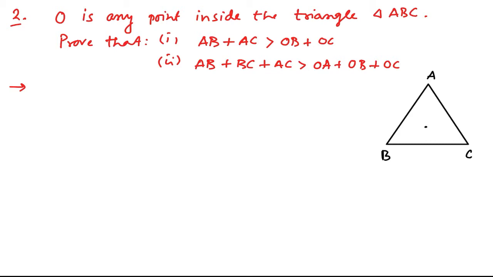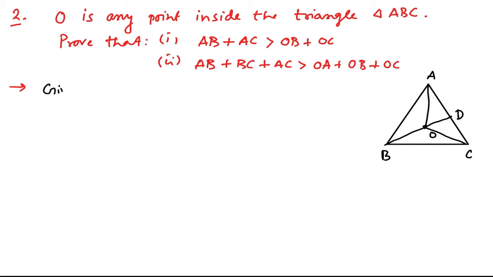Here is O. Now we have to join. This is O. We have to join BO, and we have to also extend this to D, and later we have to join AO and CO. This is the construction part.